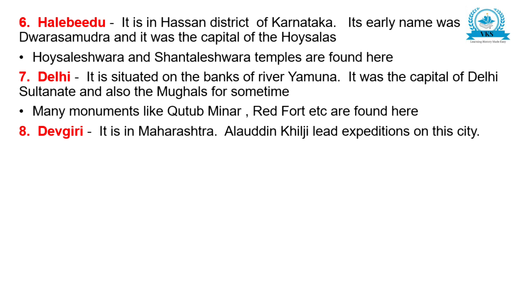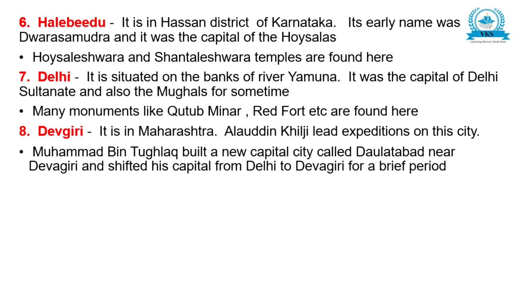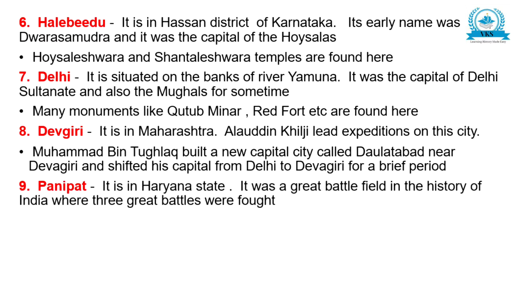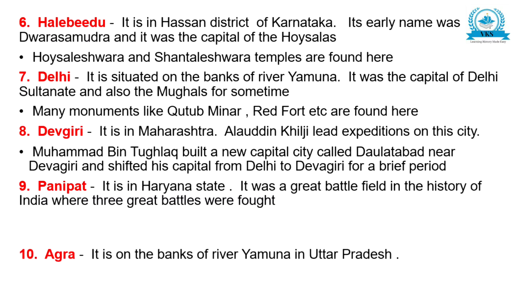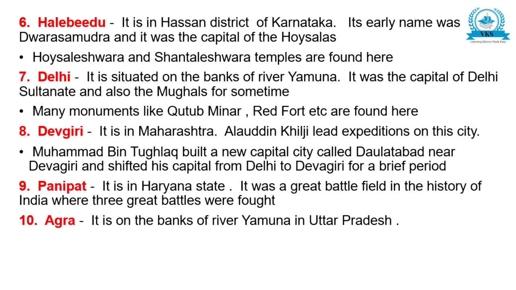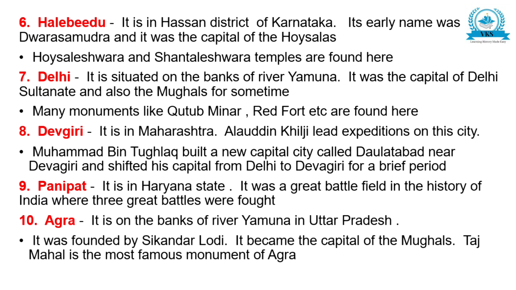Devgiri, it is in Maharashtra. Alauddin Khilji led expeditions on this city. Muhammad bin Tughlaq built a new capital city called Daulatabad near Devgiri and shifted his capital from Delhi to Devgiri for a brief period. Panipat, it is in Haryana state. It was a great battlefield in the history of India where 3 great battles were fought. Agra, it is on the bank of river Yamuna in Uttar Pradesh. It was founded by Sikandar Lodi. It became the capital of the Mughals and the Taj Mahal is a famous monument of Agra.